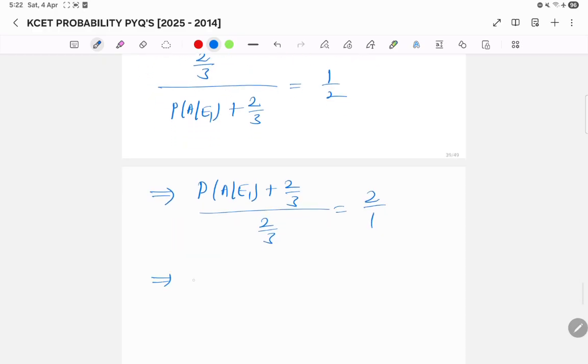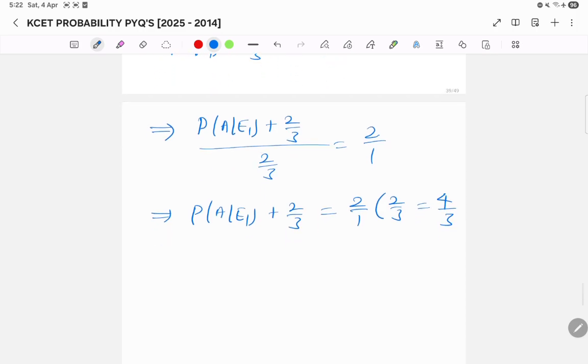Then cross multiply. Then tell me the answer. P of A by E1 plus 2 by 3 equals 2 by 1 into 2 by 3. It is nothing but 4 by 3. So this one goes to that side, plus goes to minus. Then solve for P of A by E1. P of A by E1 equals 4 by 3 minus 2 by 3. It is nothing but 2 by 3.